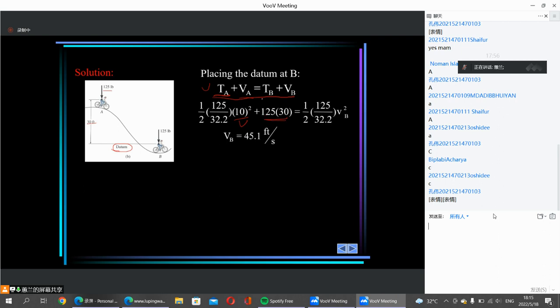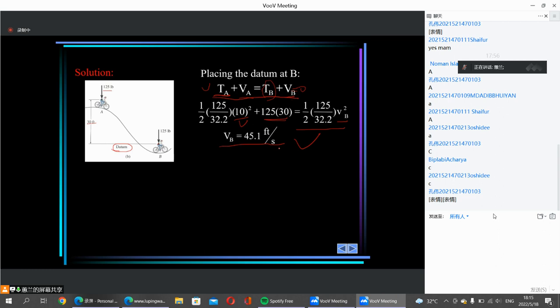And then at position B, the potential energy is equal to 0, because it is at the datum line. So all the energy transfers to kinetic energy. Okay, so only VB is unknown. With one scalar equation and one unknown, we can find VB.